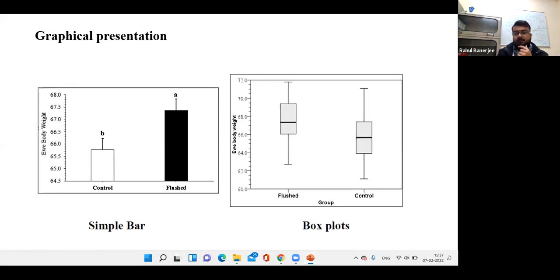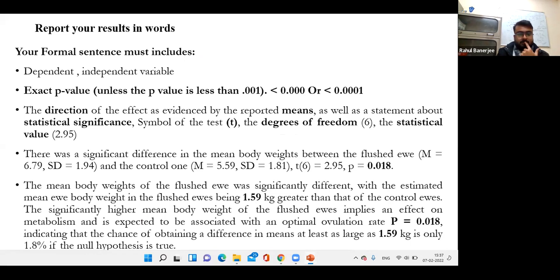Graphically, you can also represent it with the help of a bar diagram and also box plots. Here, this is the control group and this is the flushed group. Although you can see a difference in the bar plot, statistically they are not different, because when we did the t-test, we saw that the p-value is not satisfying the criterion.